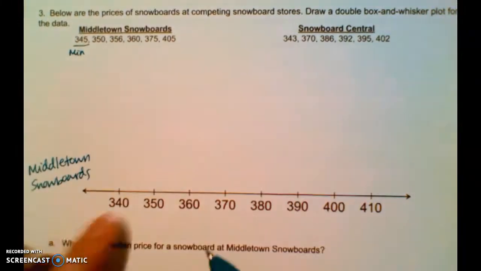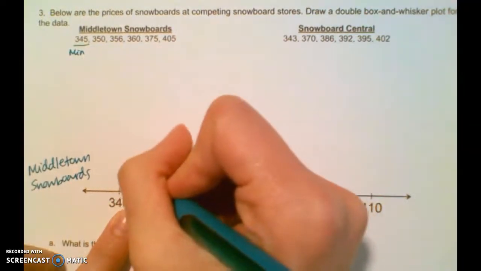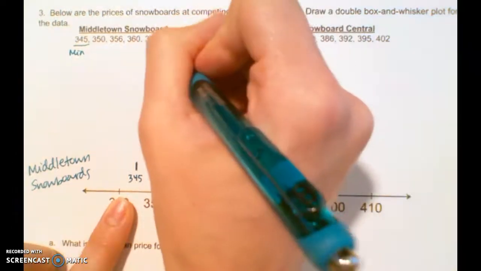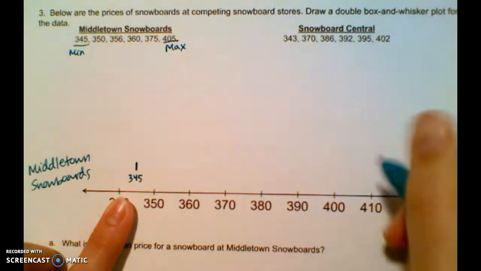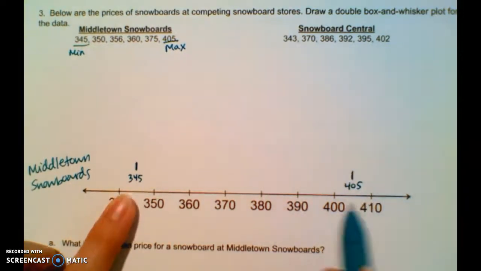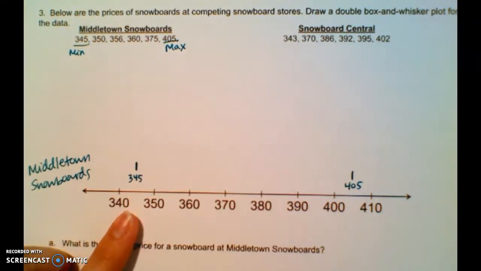That's our minimum. So I go ahead and put a little line, and I'm actually going to label all the lines. That's our minimum. Then I recognize my maximum is 405. So I go ahead and put a little line there. That's my max. And those are going to be kind of those outside lines. Well, now we need our median and we need our Q1 and our Q3.